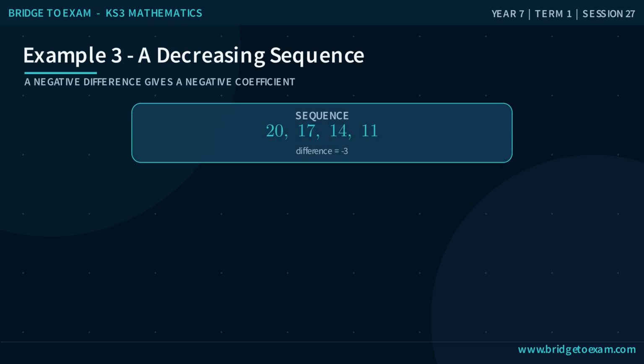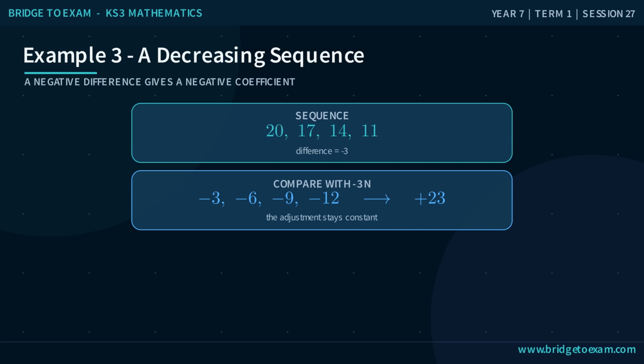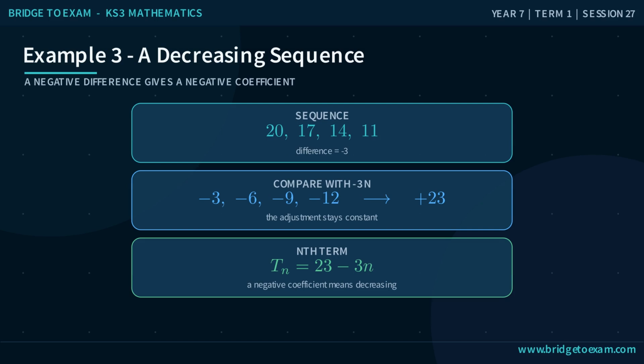Decreasing sequences work the same way. For 20, 17, 14, 11, the common difference is negative 3. Start with negative 3n: negative 3, negative 6, negative 9, negative 12. Each needs 23 added to reach the sequence. So the nth term is 23 minus 3n. A negative coefficient matches the fact that the sequence decreases.